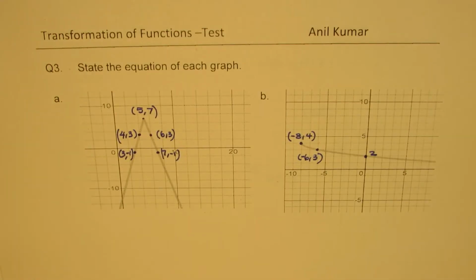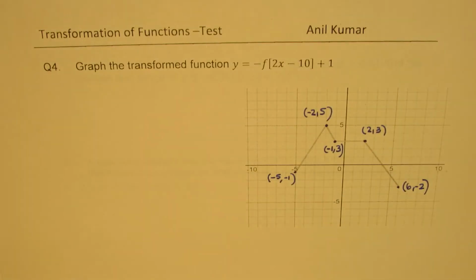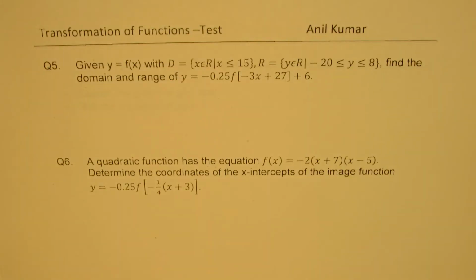Here is the third question where you have to write the equation of the graph given to you, which is a transform function where there could be a horizontal stretch or a vertical stretch. Question number 4, we need to graph the transform function from the given function. Question number 5 is a very interesting question where we are given domain and range and we need to find its transformed domain and range where the transformation is provided.